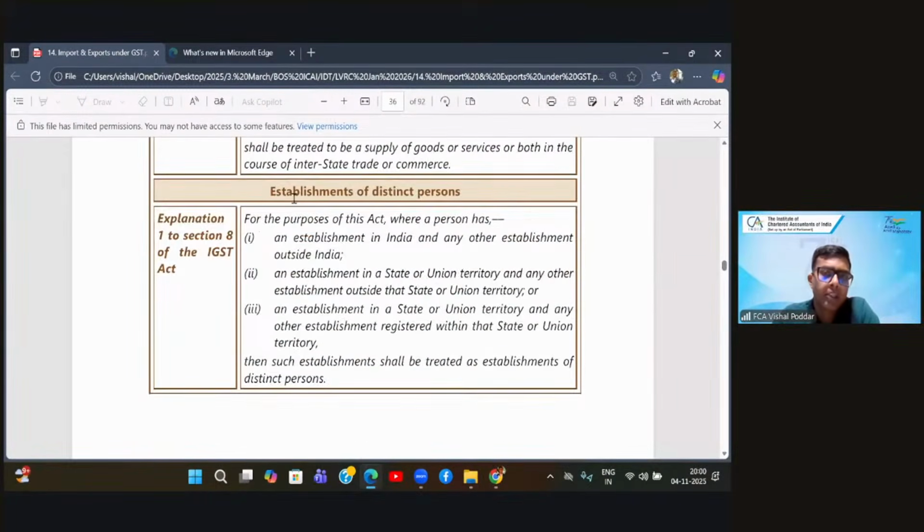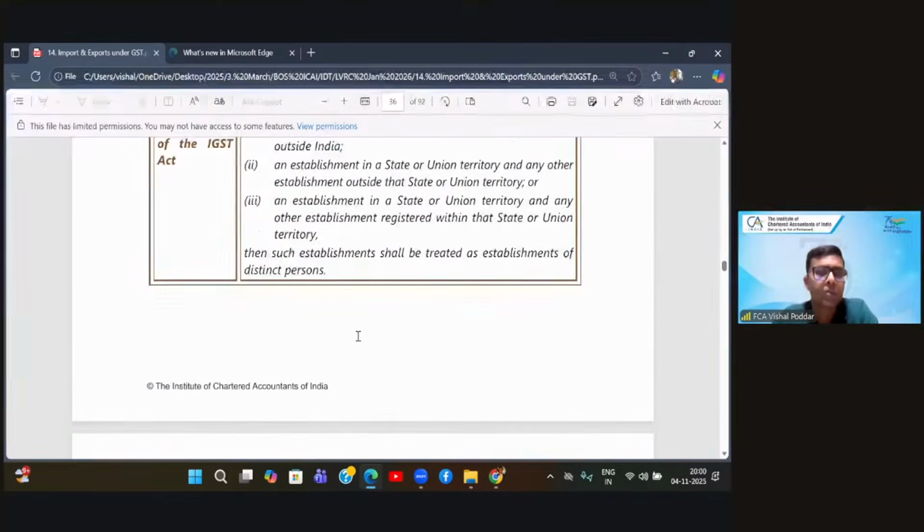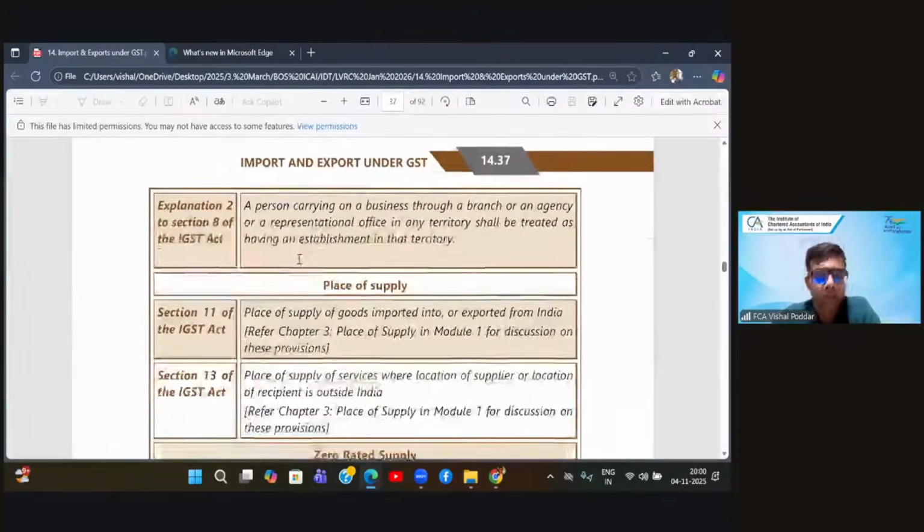Next, what will be establishment of distinct person? This provision is important. For the purposes of this Act, where a person has an establishment in India and any other establishment outside India, then such establishments, that is in India and outside India, shall be treated as establishments of distinct persons. Or an establishment in a state or union territory and any other establishment outside that state or union territory, again they are establishments of distinct persons. Third, an establishment in a state or union territory and any other establishment registered within that state or union territory. So my two units, whether in the same state, in different states or in different countries, shall be treated as establishments of distinct persons.